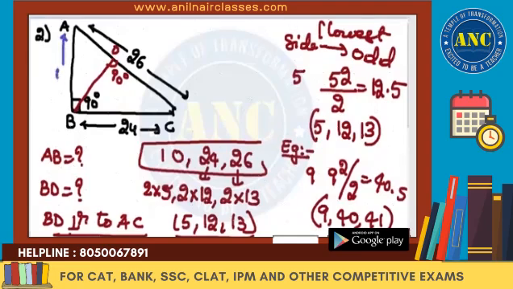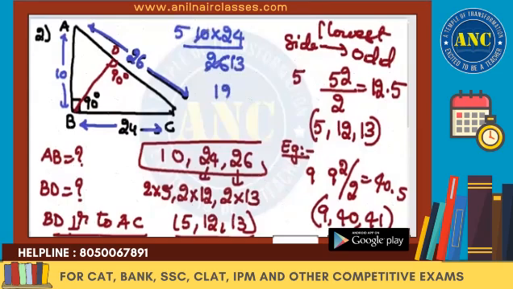So this is nothing but 10, this is 24, this is 26. What is the BD value? A into B by C. So 10 into 24 divided by 26, 2 5s are 10, 2 13s are 26. Answer is 120 by 30. I hope it is clear, right sir? First key point, I hope it is clear.